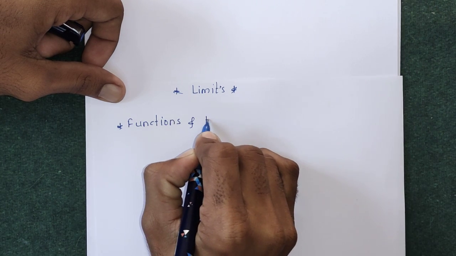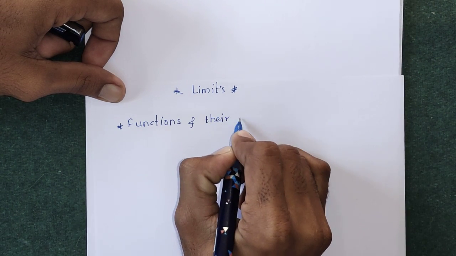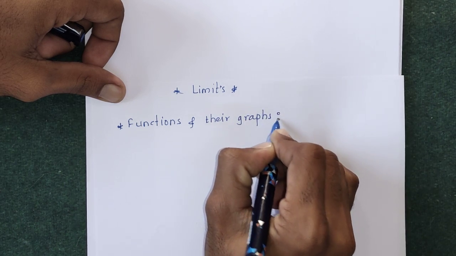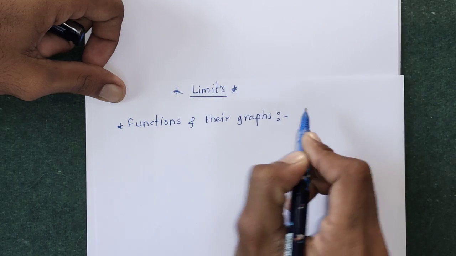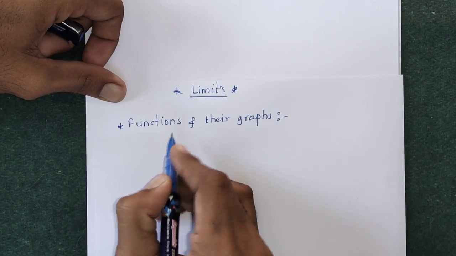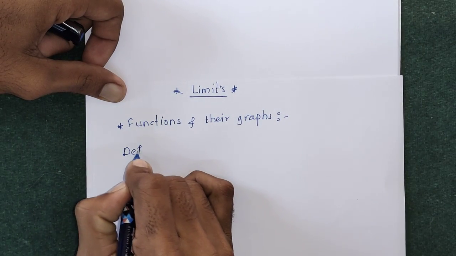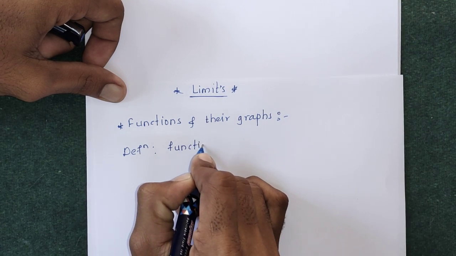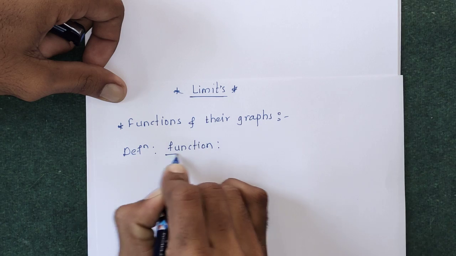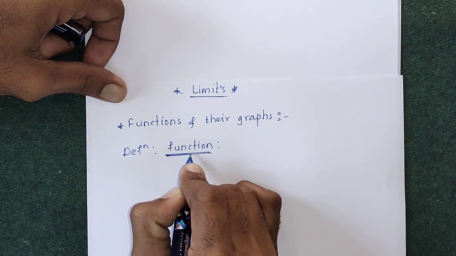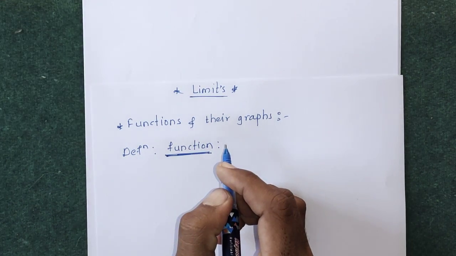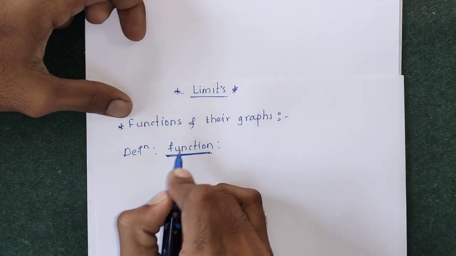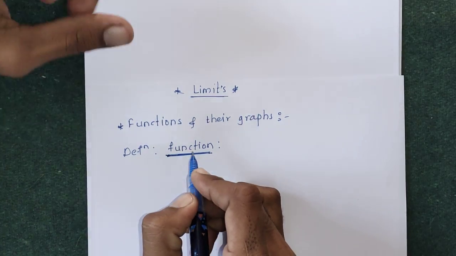Functions and their graphs. First of all, the definition of function. A function is some rule that assigns each and every element of domain to a unique element in codomain, that we have seen in the 11th, 12th standard.